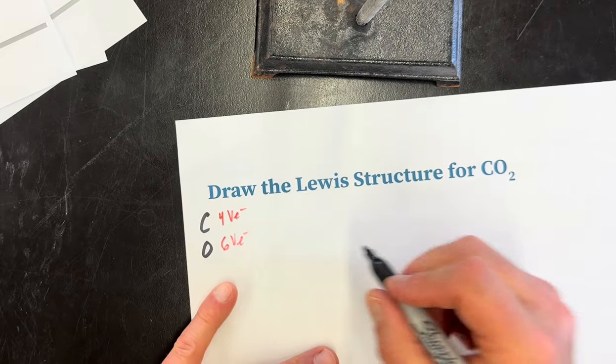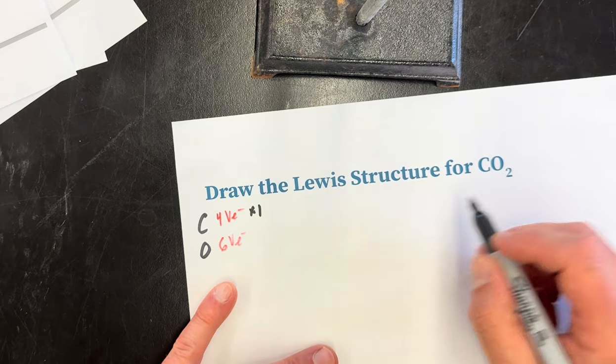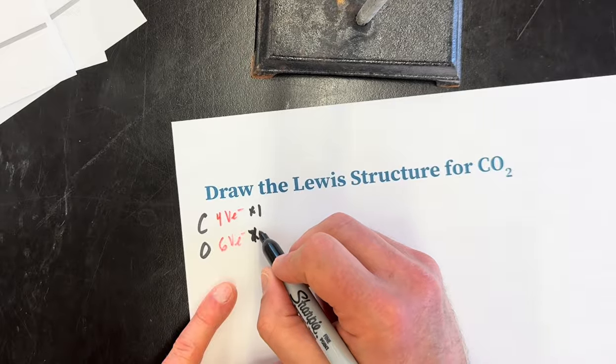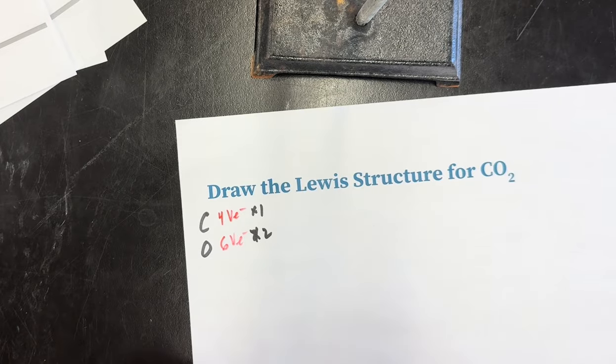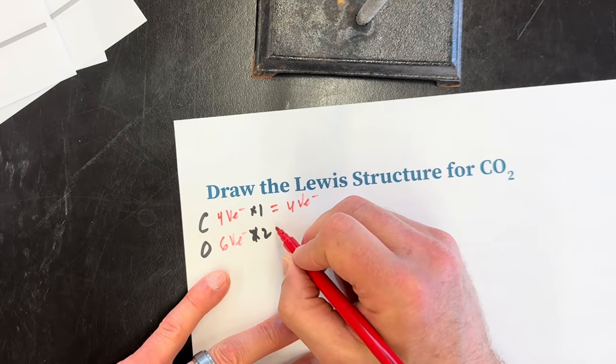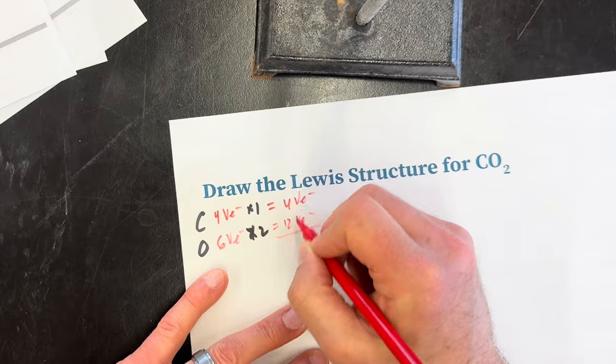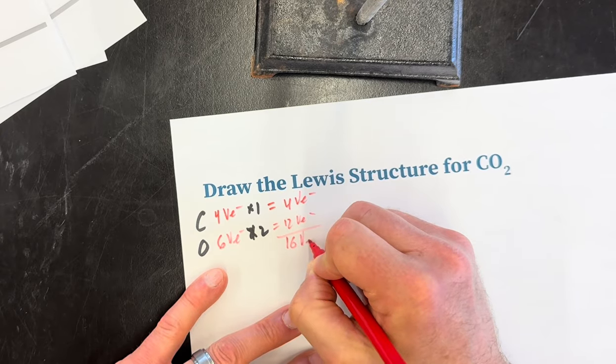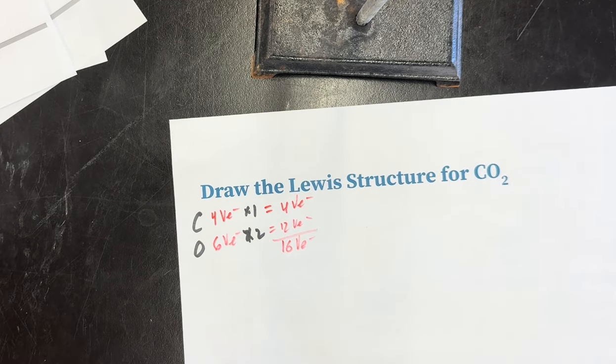They're going to be multiplied by the number of each atom. There's only 1 carbon present, that's 1. There's 2 oxygens present, times 2. So that's going to give me 4 valence electrons, and 2 times 6 is 12 valence electrons, and when I add that up, that is 16 valence electrons.